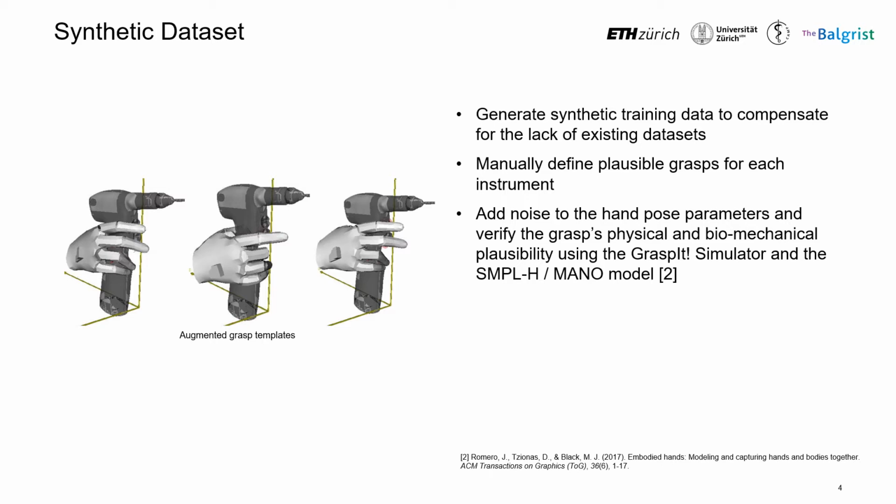This first requires us to define a set of synthetic grasps. Surgical instruments are designed for only a limited number of plausible grasps, for example, indicated by ergonomically formed handles. Therefore, it's feasible to predefine these grasp templates and only augment them with little noise later on. We use the parameterized MANO hand model within the GraspIt simulator to verify the physical and biomechanical plausibility of each generated grasp.